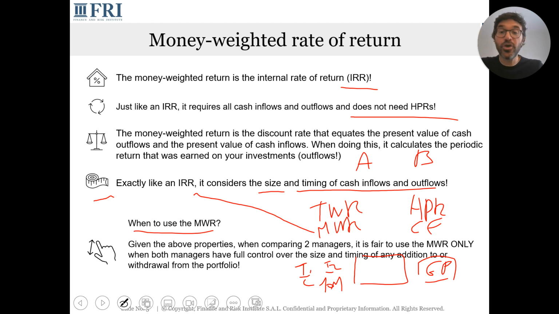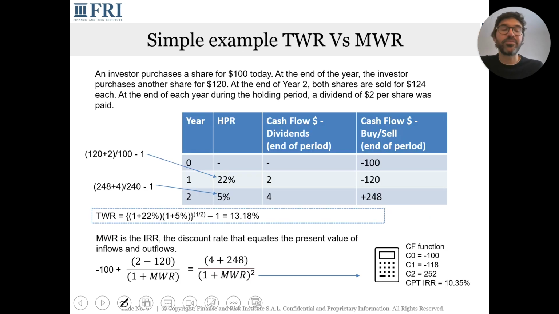When this is the case, only a money-weighted rate of return is appropriate, because this is the rate of return that takes into account whether the decision to invest, and how much to invest during that particular timing, was actually a good decision or a bad decision. Of course, examples will make things much clearer. So let's look at an example where we see the difference between the time-weighted rate of return and the money-weighted rate of return in practice.